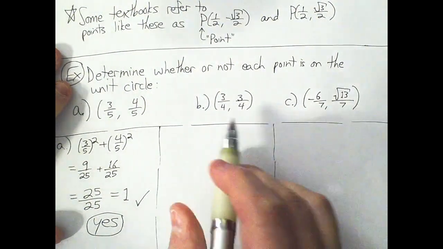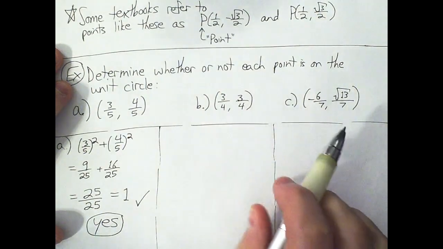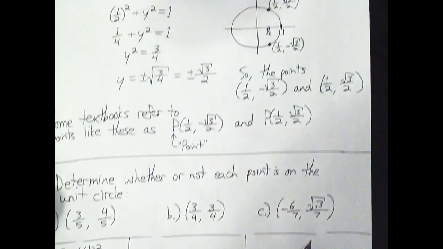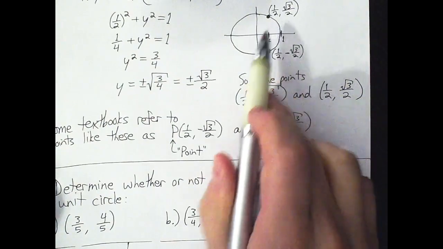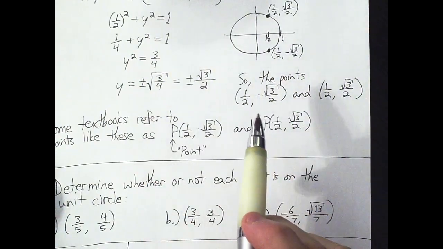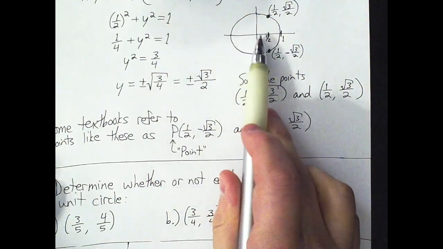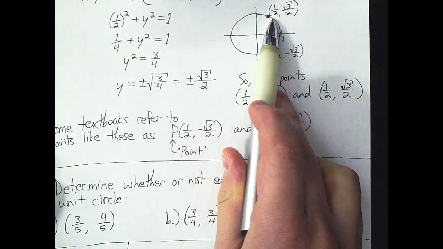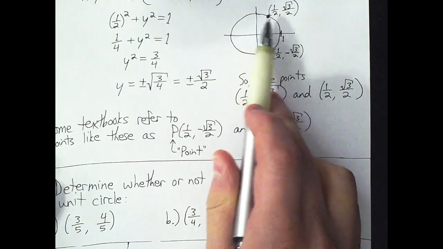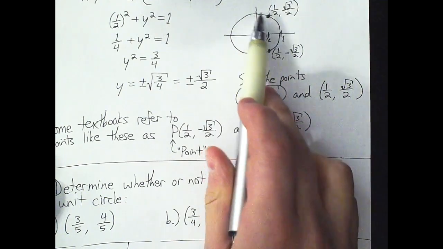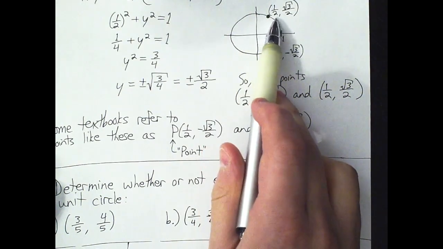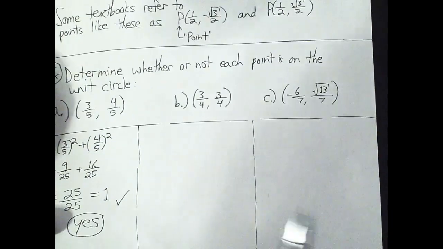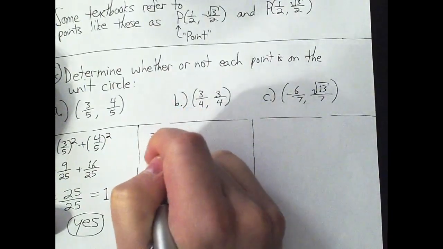Okay, part B is (3/4, 3/4). I think if we just take a quick look at the unit circle picture, or maybe the bigger picture we drew earlier, it looks like there might be a point on the unit circle around there, right? Because there's an x of 3/4, a y of 3/4. So let's check, does it satisfy the equation?